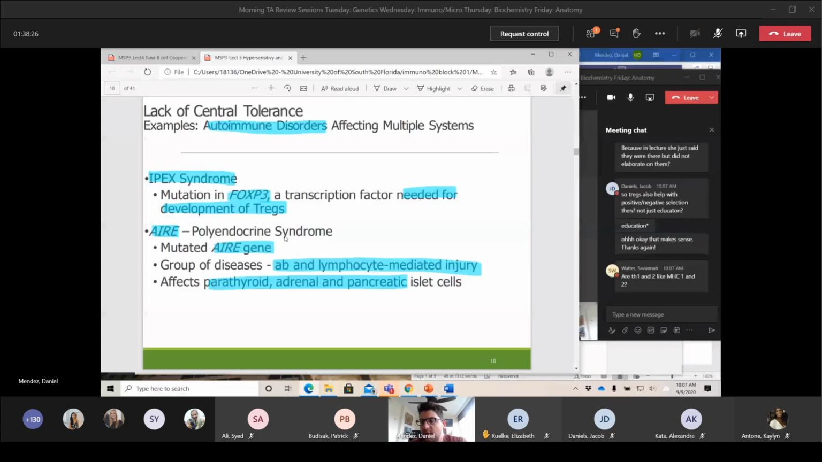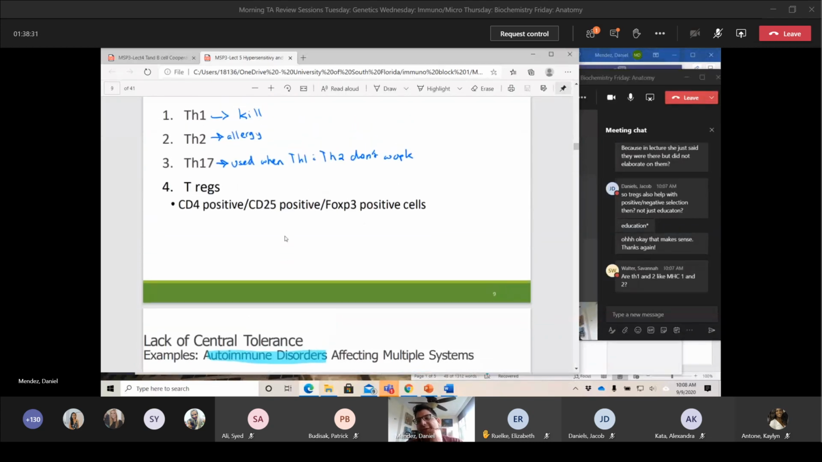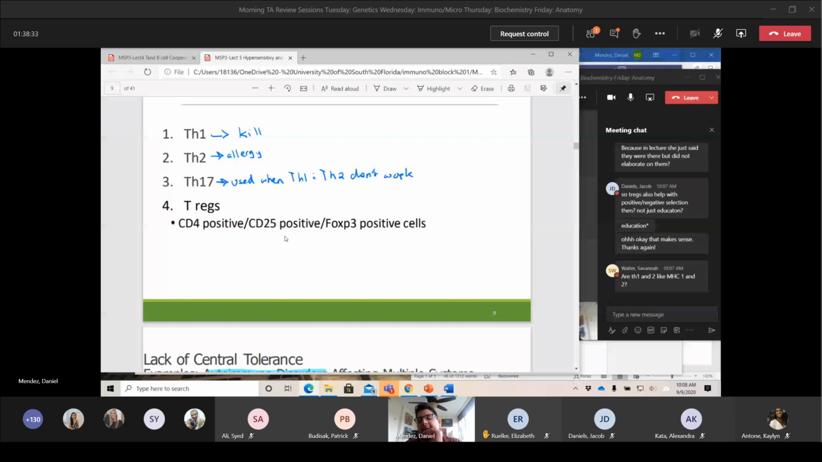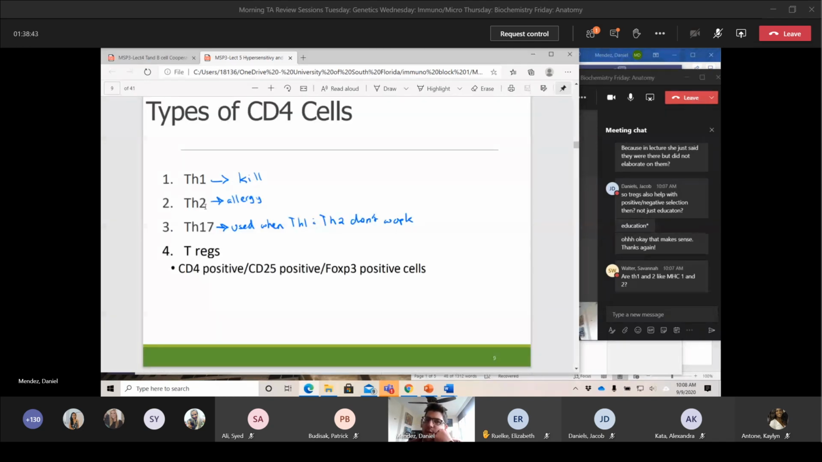Are the Th1 and Th2 like MHC class 1 and 2? Yes and no. The problem with that train of thought is that Th1 is a CD4 cell and Th2 is a CD4 cell. The Th1 CD4 cell will activate CD8, so it'll work like MHC class 1, but with a lot more steps. The Th2 CD4 cell will activate MHC class 2, so it does it, but in multiple steps.